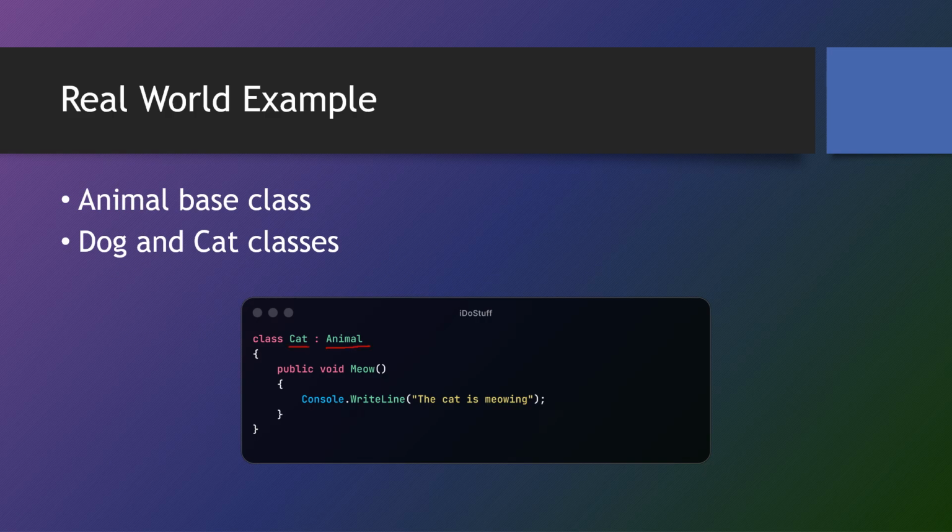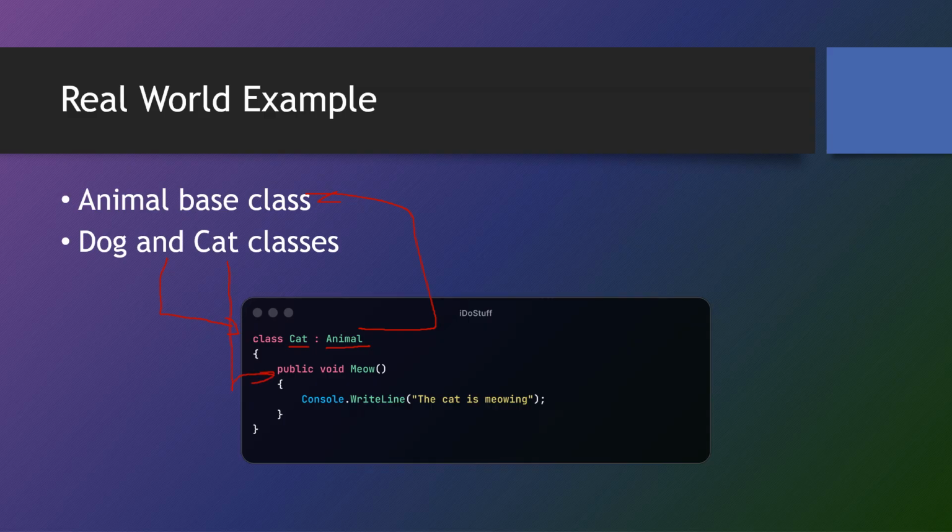Real-world example, animals. Imagine a base class called animal. Derived classes called dog and cat. Both dogs and cats can eat, sleep, but only dogs can bark. Only cats can meow. Inheritance lets you model this cleanly without repeating code.